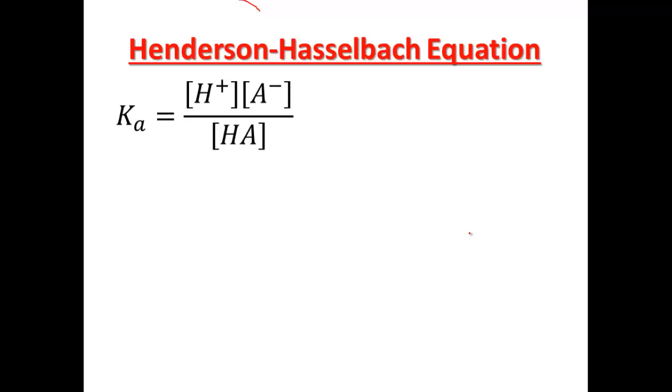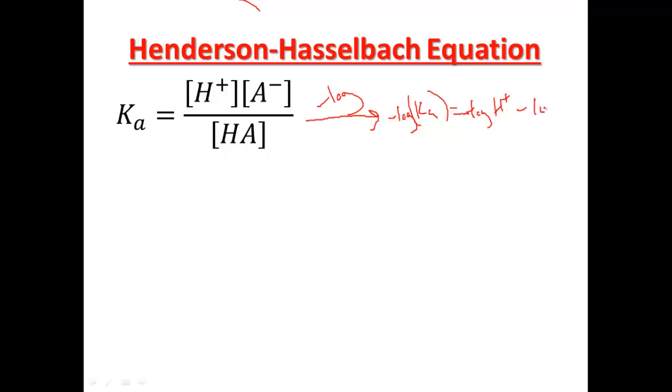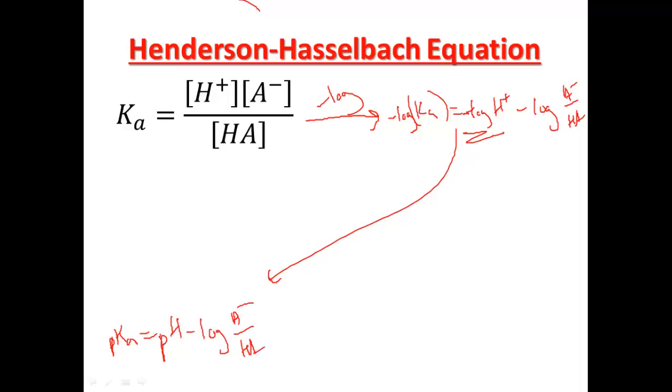Okay, so here's what we're going to do. I'm going to take the negative log of everything. When I do that, I get negative log Ka is equal to the negative log of H plus. I'm going to do a little maneuvering here, and we also take the negative log of the A minus over HA portion. Just a little splitting up here. Basically, when you take the negative log, remember, that means P. So negative log of Ka means pKa, and the negative log of H plus means pH. The other part I'm not really going to change too much. So I just took the negative log of everything, and it turns into this.